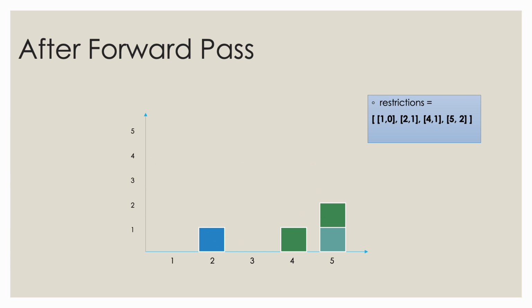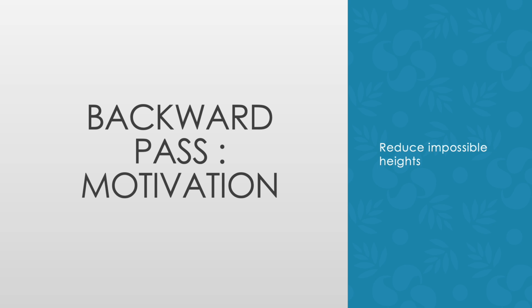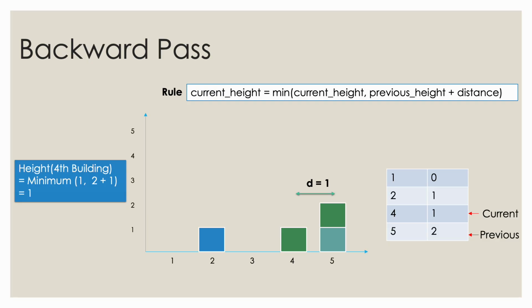Okay, now we are going to do the same in the backward pass. Sometimes some restrictions also need to be seen from the right hand side, like how restrictions affect each other. So we are going to move backwards and do the same thing.